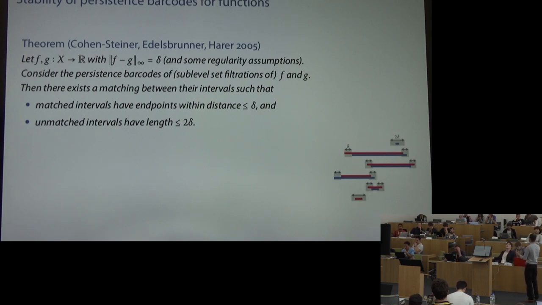If you pass from a function to a persistence barcode and you wiggle the function by this much, then the barcode will not wiggle by any more than that. So you have a Lipschitz constant of 1. That's what stability means: control on the input gives you control on the output. You can imagine that's extremely powerful. Whenever you have a way of transforming data from something complicated to some easier description, maybe with loss of information, but you have control over how much you perturb the output, you know that your way of transforming your data is very powerful.